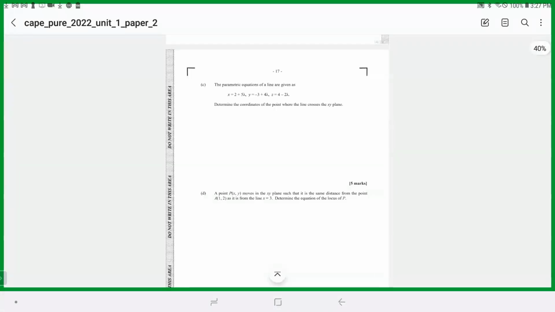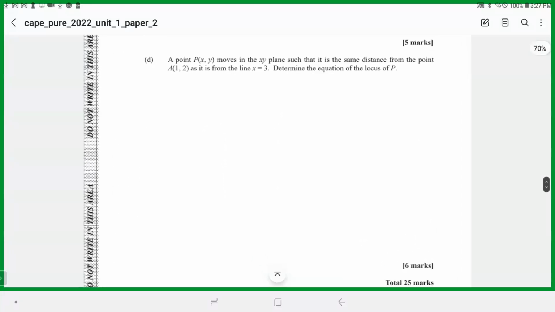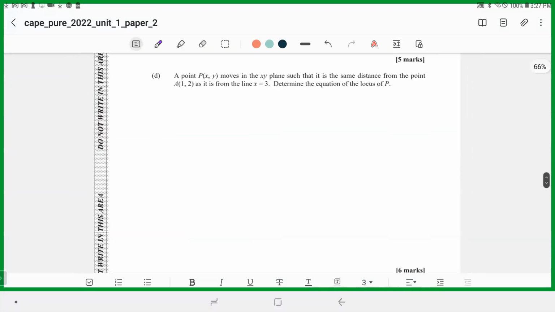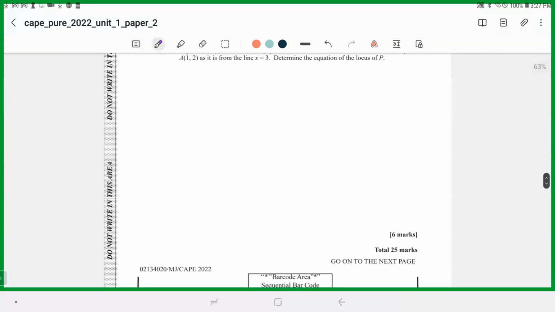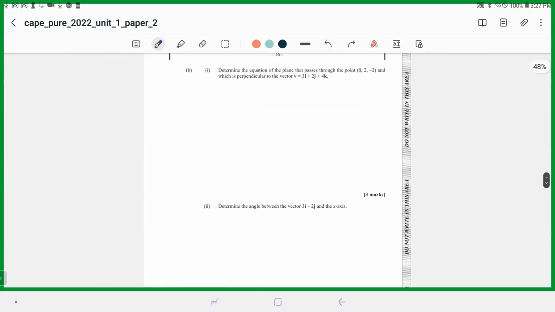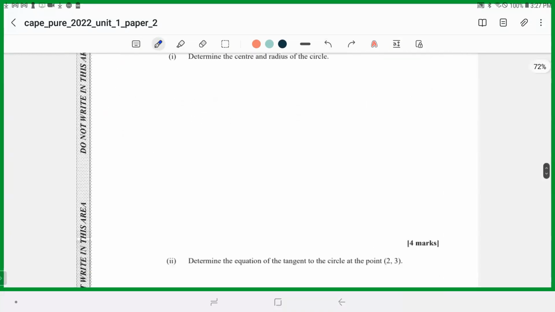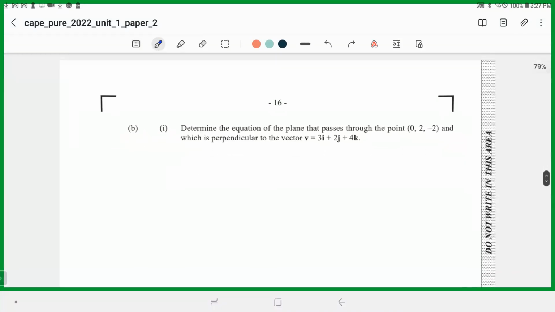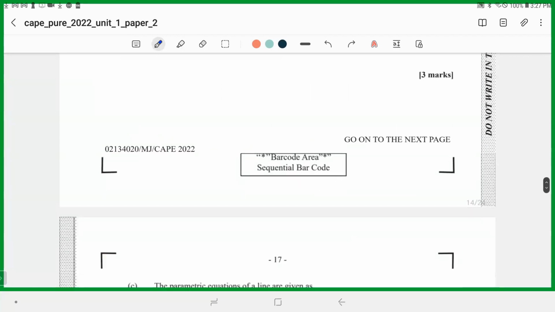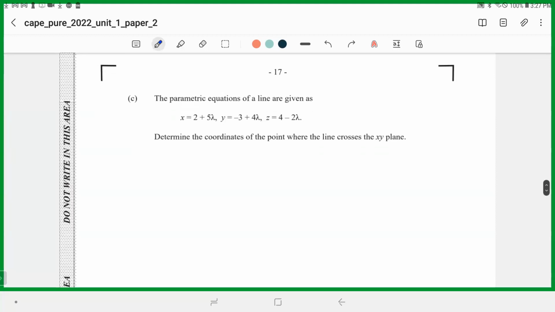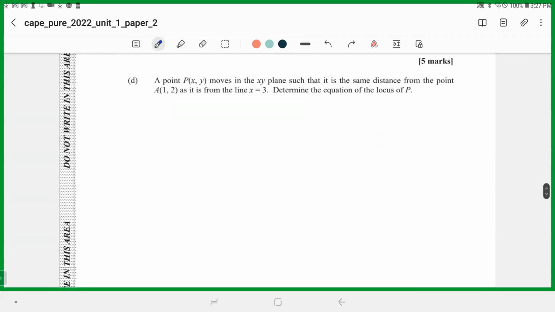Remember guys, just make a sketch. See here, look at this one. It's a locus question, you know. It's part of 6 marks. So you want that 6 marks. 6 out of 25, that's a lot. And this question 4 has 4 parts. Part A is one question. Part B is a different question, vectors. Part C is a different question, vectors again. And then part D is a locus.